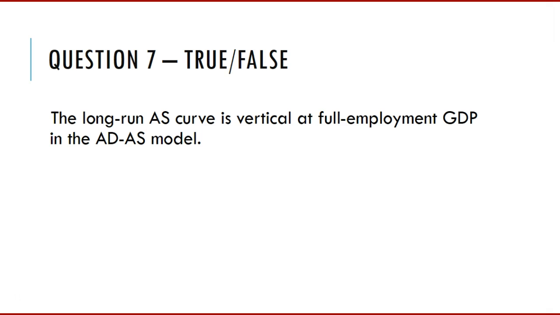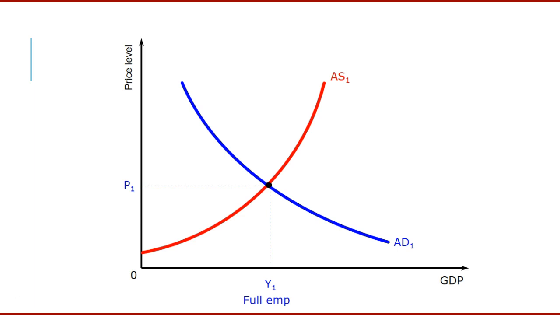The long-run aggregate supply curve is a vertical at full employment GDP in the aggregate demand, aggregate supply model. This is true. Here's our aggregate demand, aggregate supply model, and let's say the economy is in equilibrium at full employment. So Y1 is the full employment level of real GDP. And let's for some reason or other, aggregate demand increases. It means that the economy will shift to an equilibrium point beyond full employment.